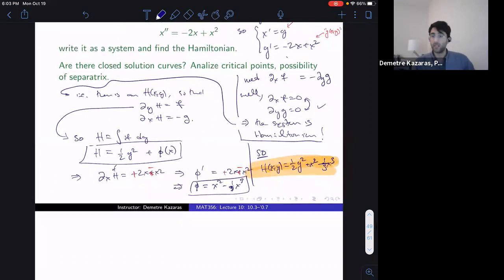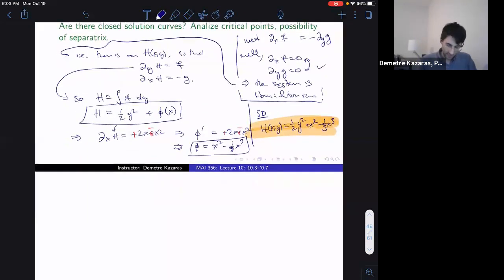So let's try to take a look. What is going on with this Hamiltonian? What does this graph look like? Let's use it to analyze what are the equilibrium points of the system. So let's investigate the equilibrium points.